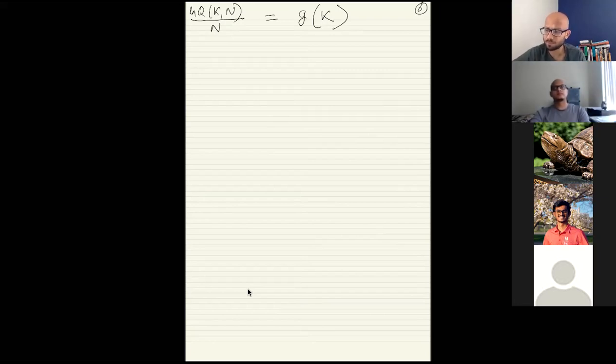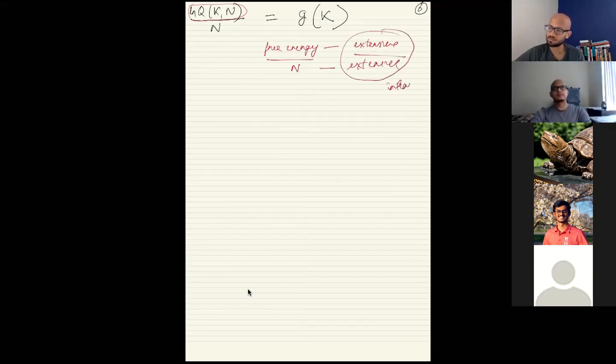I know this is kind of abstract, but let's work through it together. So I told you that when we take log of q, hopefully you remember this, it's a free energy, right? What do we know about free energy? Is a free energy intensive or extensive? It means if you double the size of a system, the free energy doubles. What is n? Is n intensive or extensive? If you double n, what happens to n? It's the most extensive you can imagine, right? What happens when you divide an extensive thing by another extensive thing? You get something which is intensive.